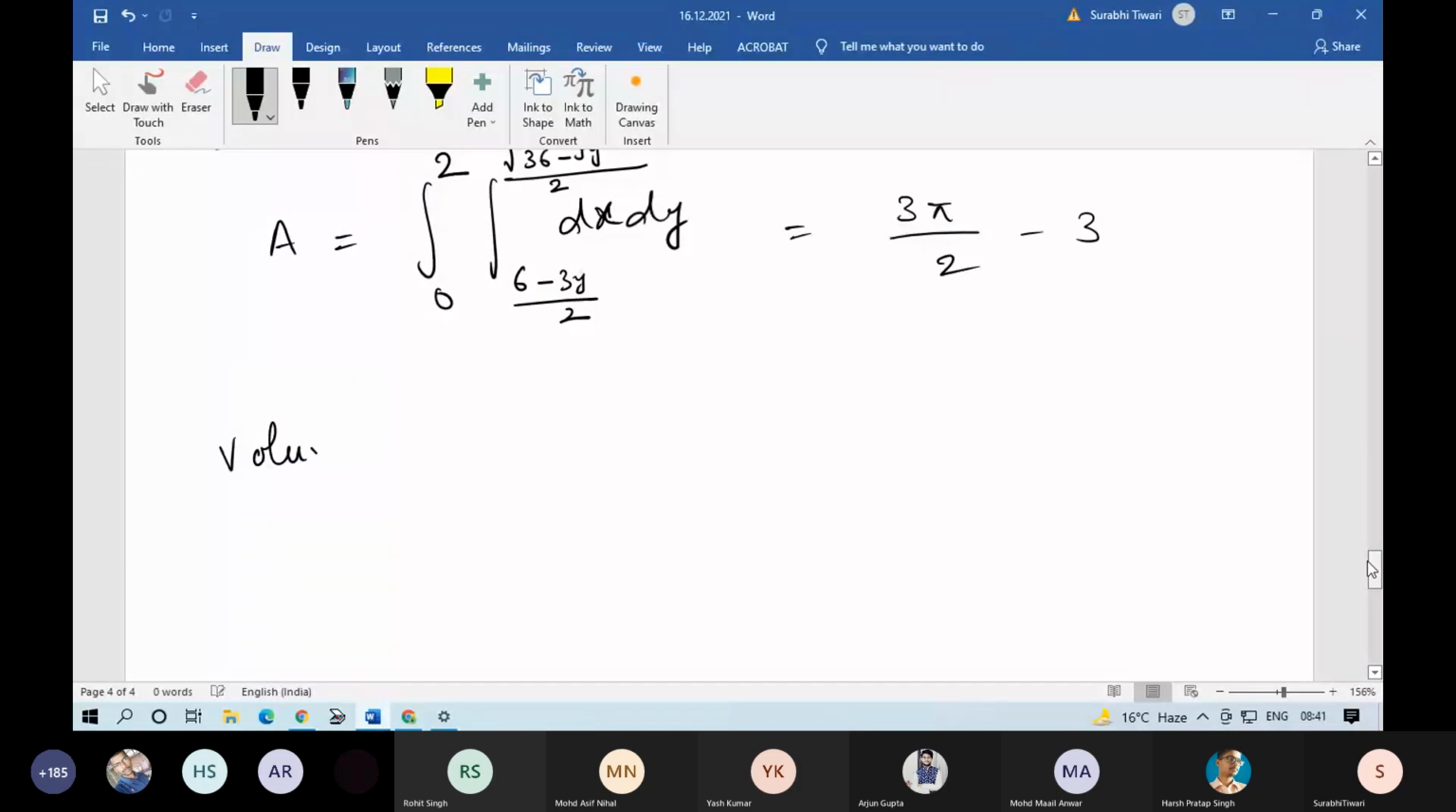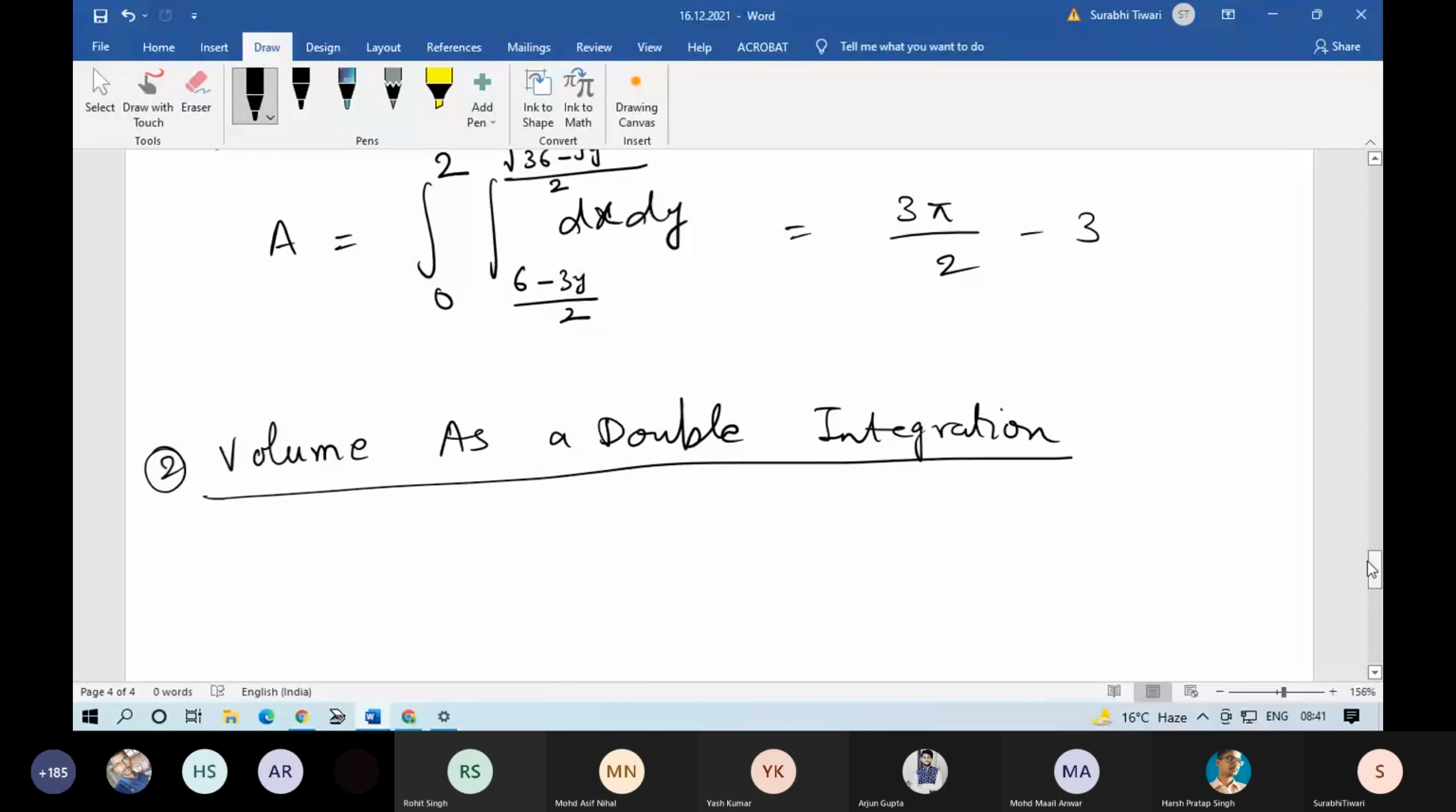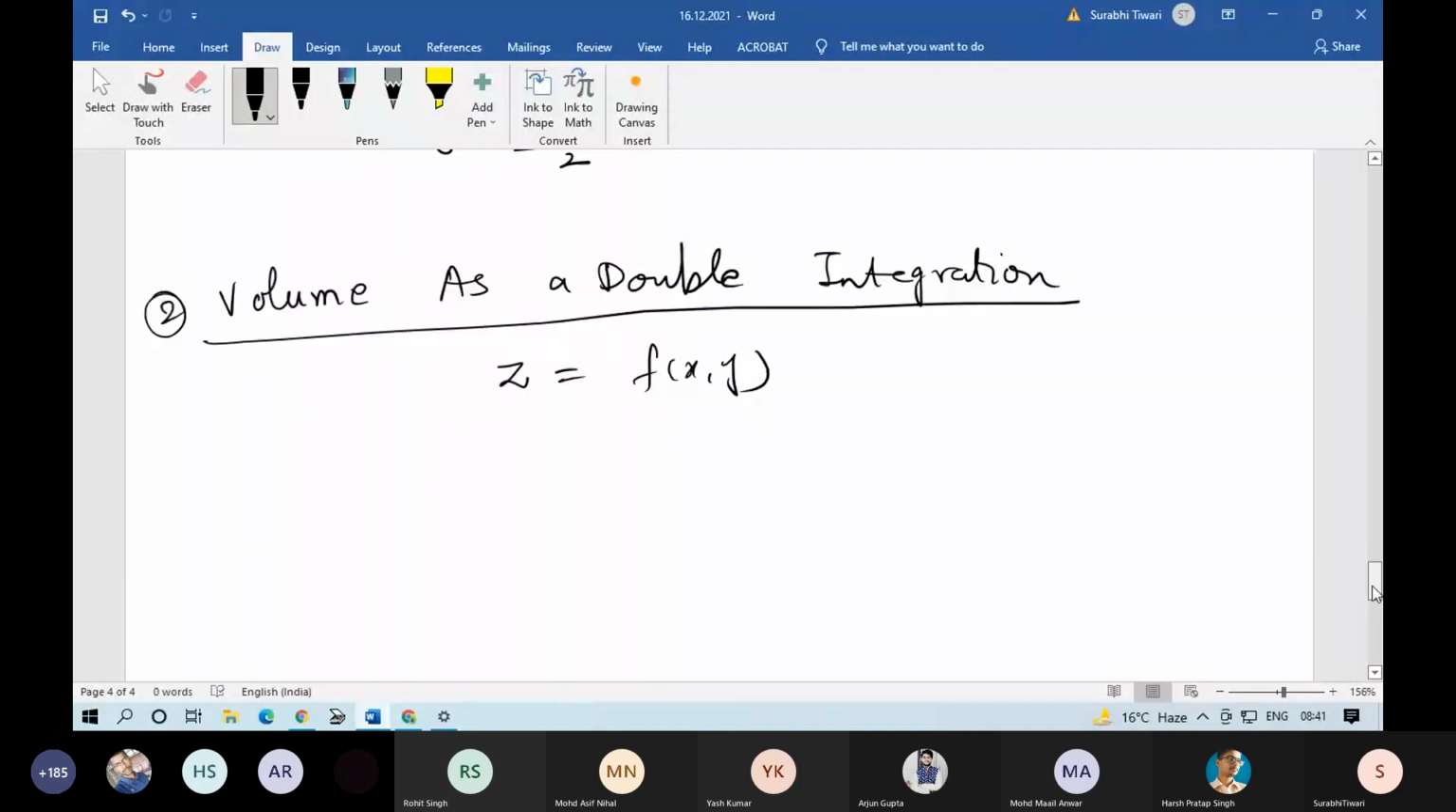Now the second application is volume as a double integral. Now for volume we should have z is equal to f(x,y), that is, at least we have a 3-coordinate system. So the volume will be the integral of f(x,y) dx dy. Take area into height, understand it like that. This is in Cartesian coordinates.